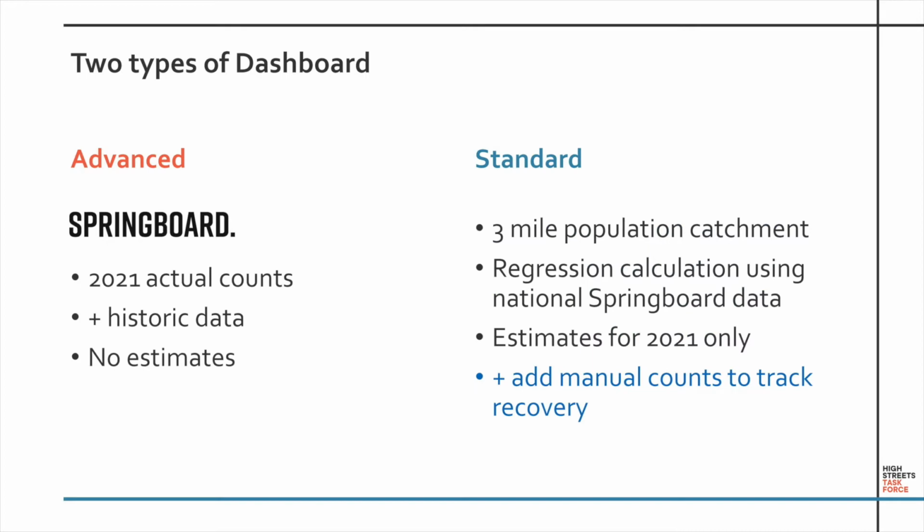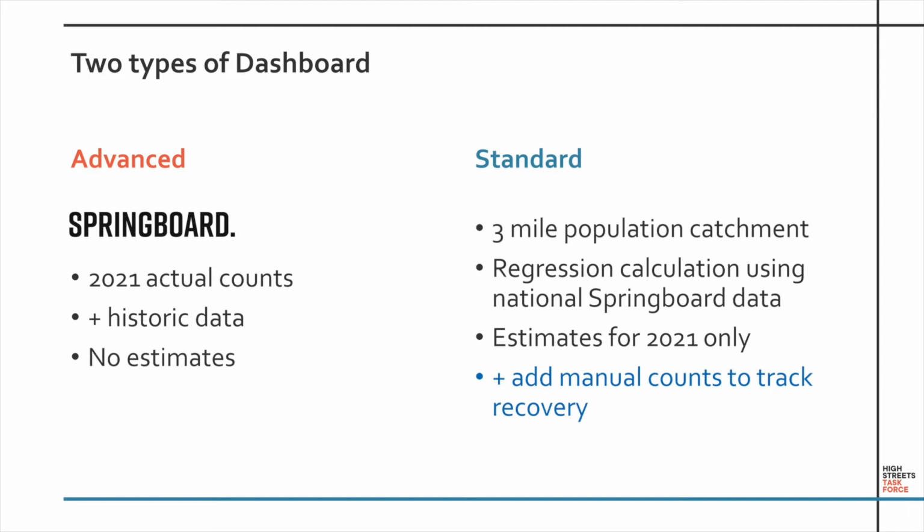Before we start, as a reminder, there are two types of dashboard available. You'll either be provided with an advanced or a standard dashboard. Advanced dashboards use actual footfall data collected by Springboard cameras if you have them in your location. Advanced dashboards will display and enable you to work with 2021 data and any previous year's data from your Springboard records. It will only show actual footfall data, no estimates.